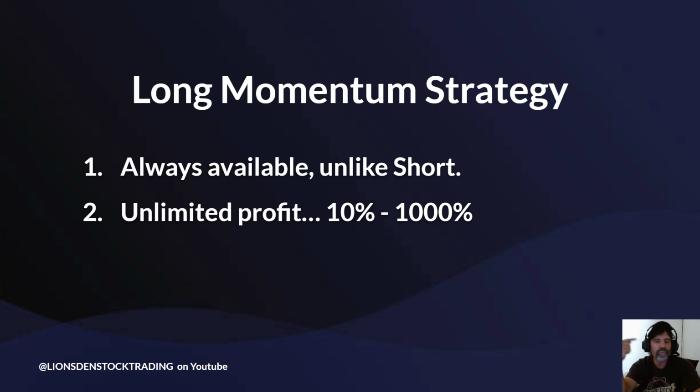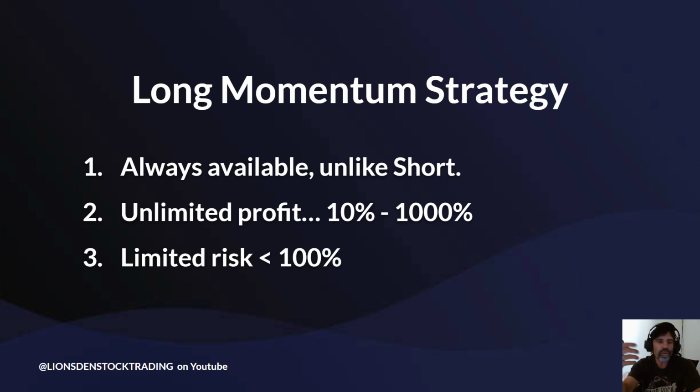There's also unlimited profit. So when you go long, you can make 5%, 10%, or up to 1,000% or more with a long strategy. So there's unlimited upside to the long strategy. So that's a definite advantage. The third thing I like about long is that there's limited risk. That means that you can only lose 100% of your investment. So chances are you're going to lose less than 100% unless you hold it to 0, which almost never happens unless you're trading options.